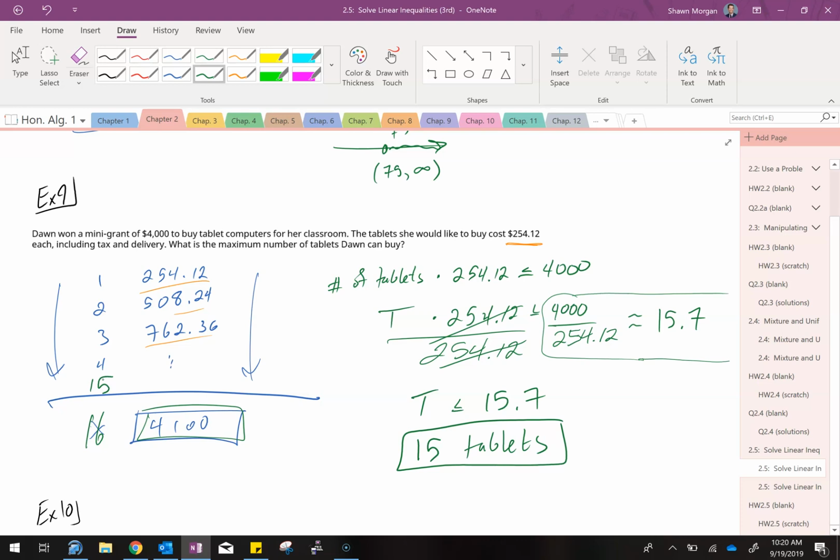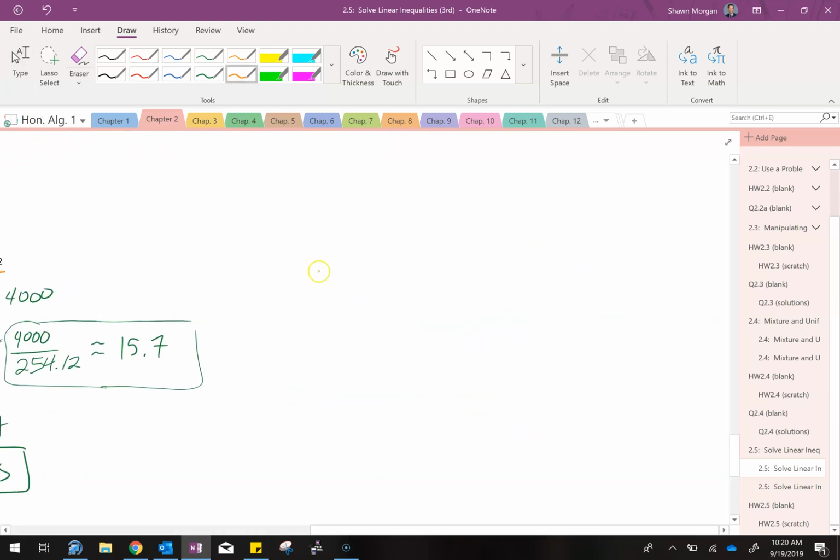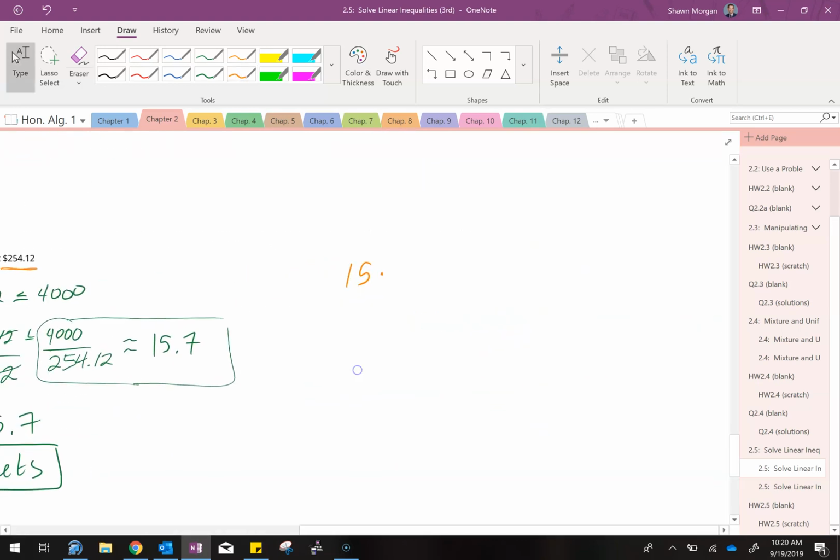Would you multiply the number of tablets by the original price for each tablet? Yeah, very good. So we would say, 15, and one of you guys with the calculator can do this, 15 times 254.12, what's that equal? Then we would just subtract 4,000 minus that, and this will be her change left over to buy some screen protectors or whatever.